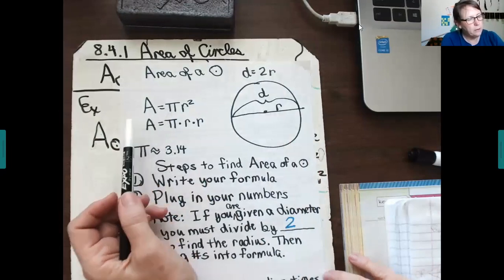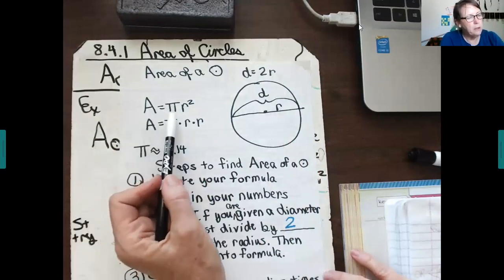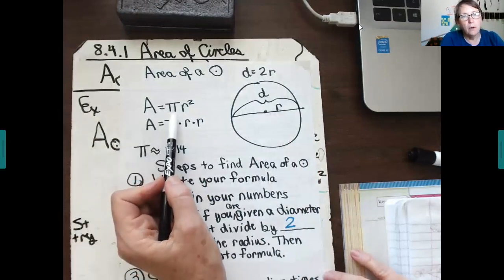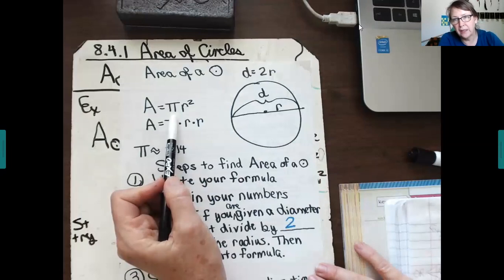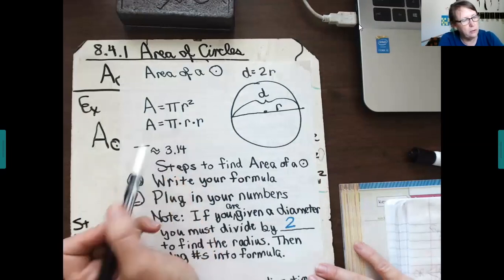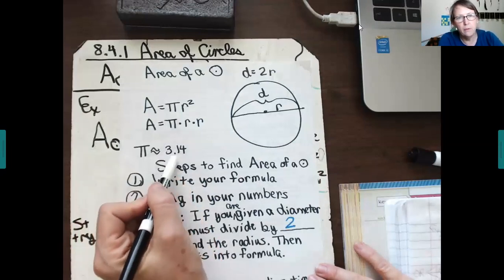Now, another bit of information, you're going to be using this as part of your formula. It's called pi, and we're going to use an approximate form of pi, or it's going to be about. In other words, your answer is not going to be an exact answer, because we're going to use 3.14 for pi.